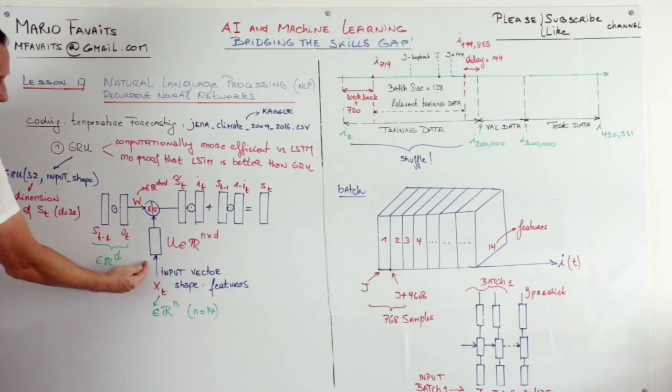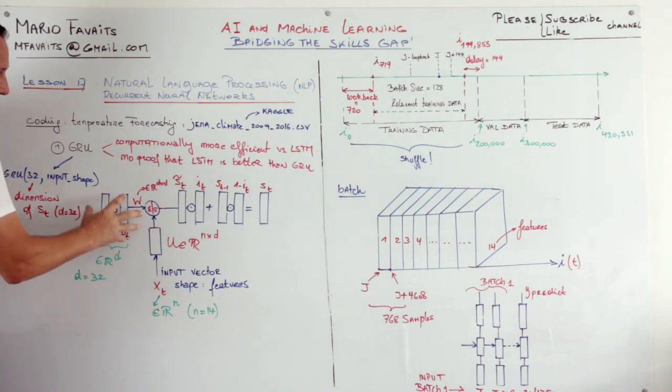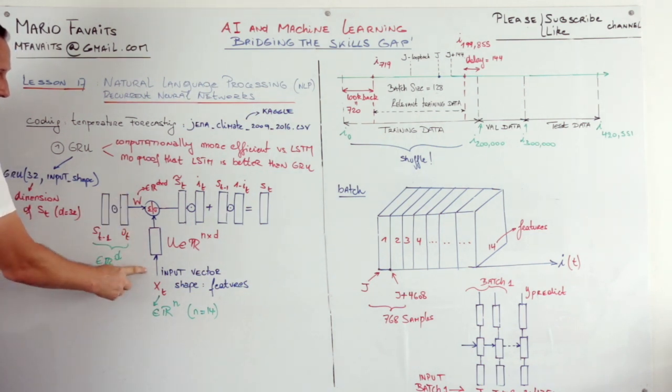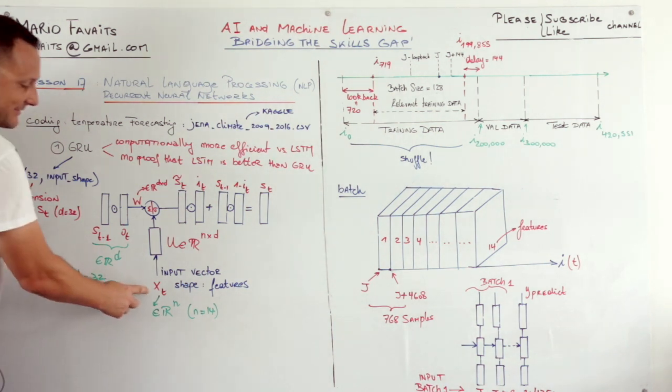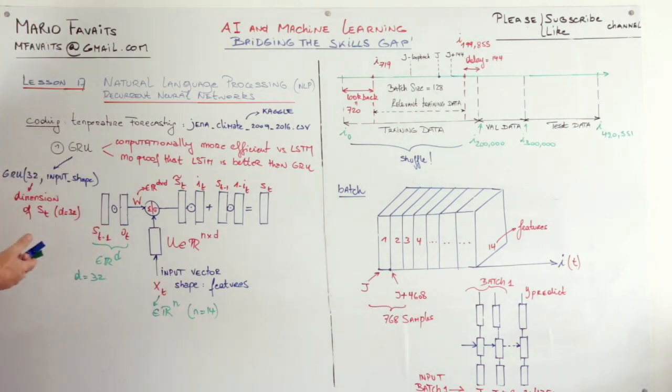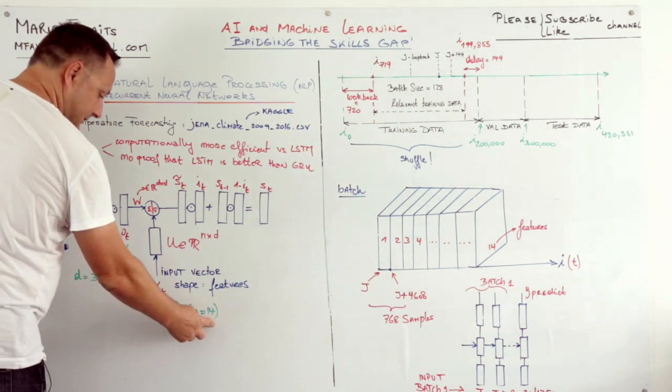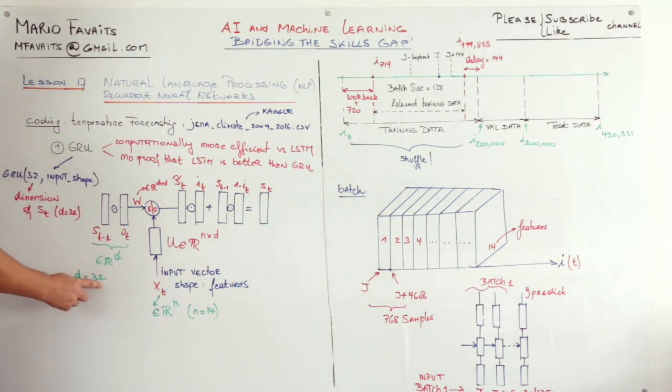And then remember, we're going to do a selective read. So this is selective write. Then we do a selective read on the input. And the input here is n dimensions, the input vector. And the input vector is nothing more than the features, or the 14 weather features. So in this case, n is 14, and here d is 32.